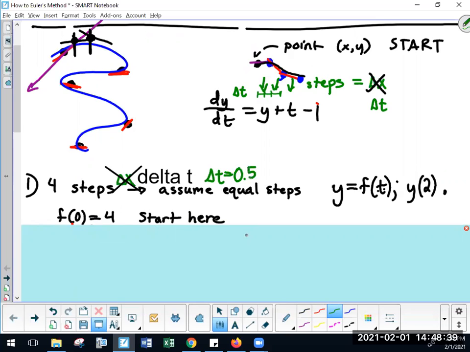We're going from 0 to 2. We're doing 4 equal steps. Each step has a length of 0.5 units. That's my delta t. Again, we're not doing delta x because the function has no x in it. So we start at f of 0 equals 4.